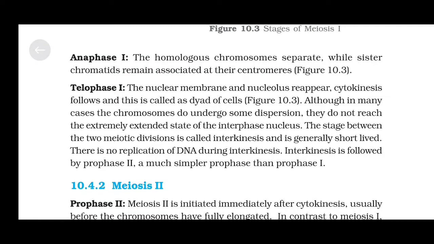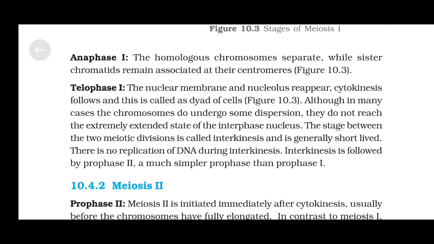Telophase 1. The nuclear membrane and the nucleolus reappear. Cytokinesis follows, and this is called a dyad of cells. Although in many cases the chromosomes do undergo some dispersion, they do not reach the extremely extended state of the interphase nucleus. The stage between the two meiotic divisions is called interkinesis and is generally short-lived. There is no replication of DNA during interkinesis.